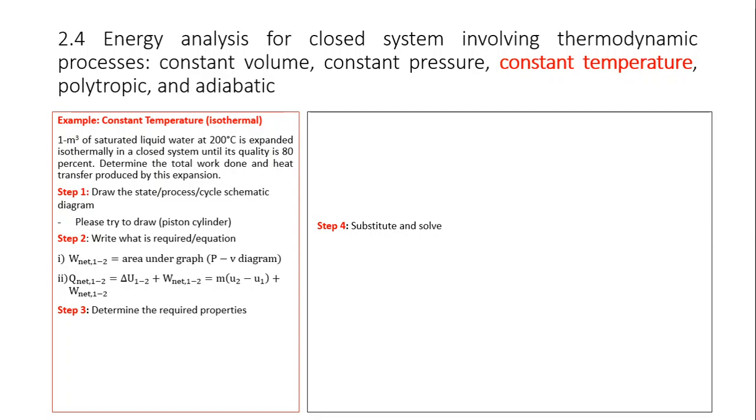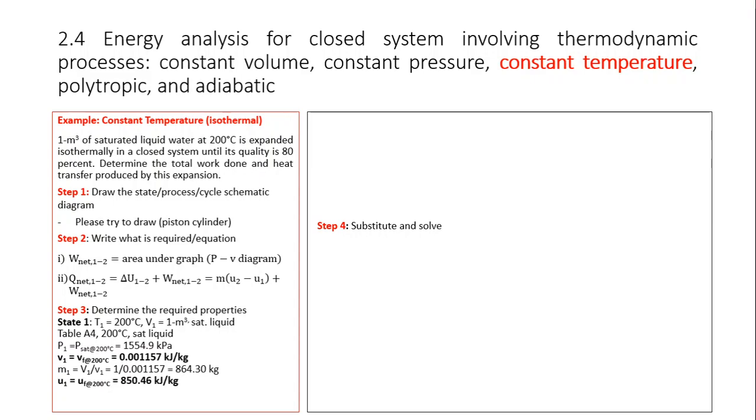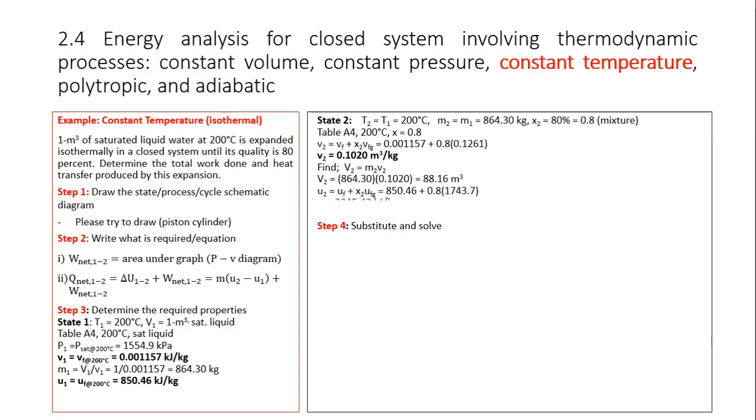For step 3, determine the required properties at each state. Remember to check for the phase at each state. For state 1, since the phase is already mentioned, we can open the required table to read the properties below. Now, as you can see, we have read the value for pressure. The reason why we read the value for pressure is that, remember, the boundary work is calculated based on the area under the PV diagram. Therefore, we need the value for pressure later for our calculation. For state 2, since quality x here is given, we know that the phase is a mixture.